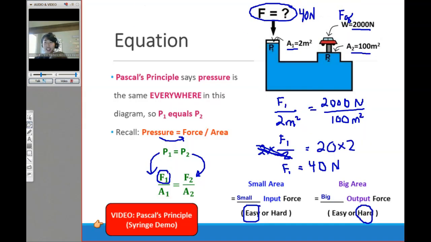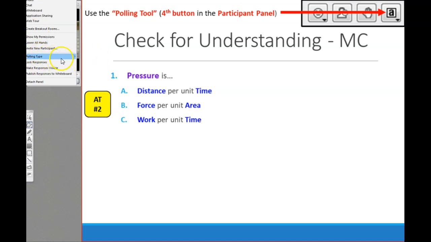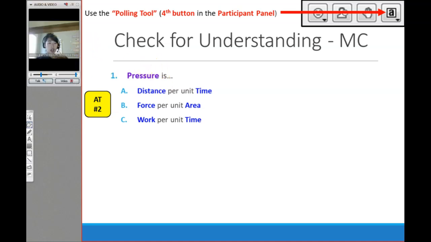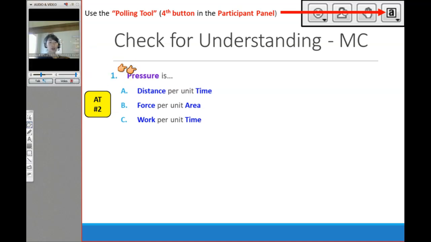Awesome, cool. All right, looking good, guys. So what I just want to remind you guys is what is the equation for pressure? Go ahead, use your polling tools. What is the equation for pressure? Distance per unit time, force per unit area, or work per unit time? I said pressure equals what? That's where we got that second equation from.